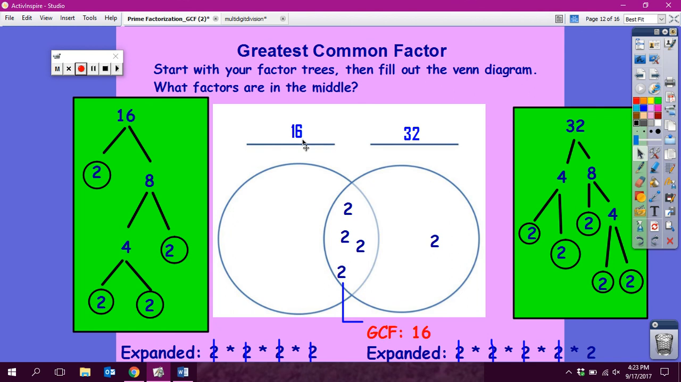Helpful hint, if you notice that when you're doing greatest common factor, if the smaller number you're dealing with is a factor of the larger number, you've already found your greatest common factor.